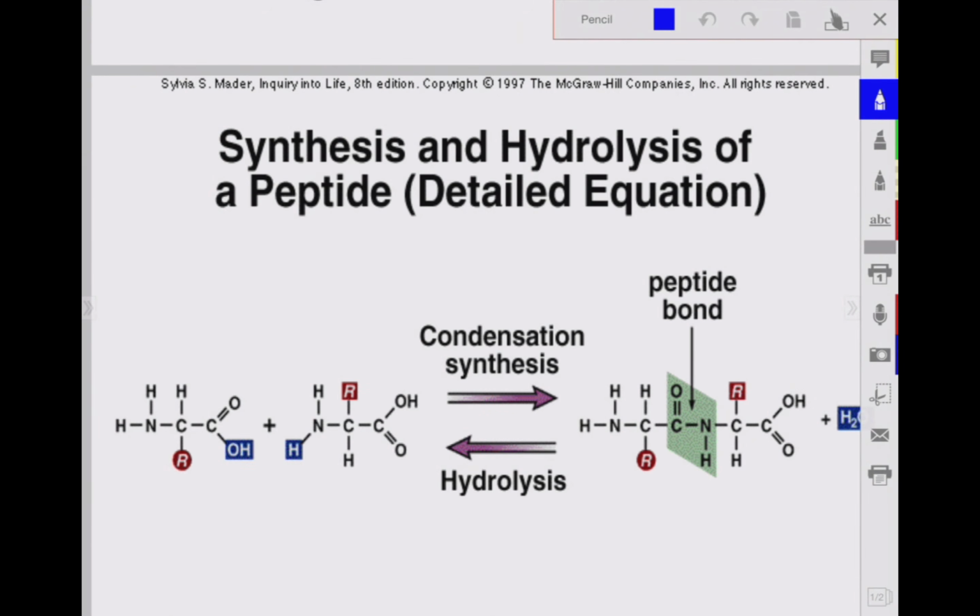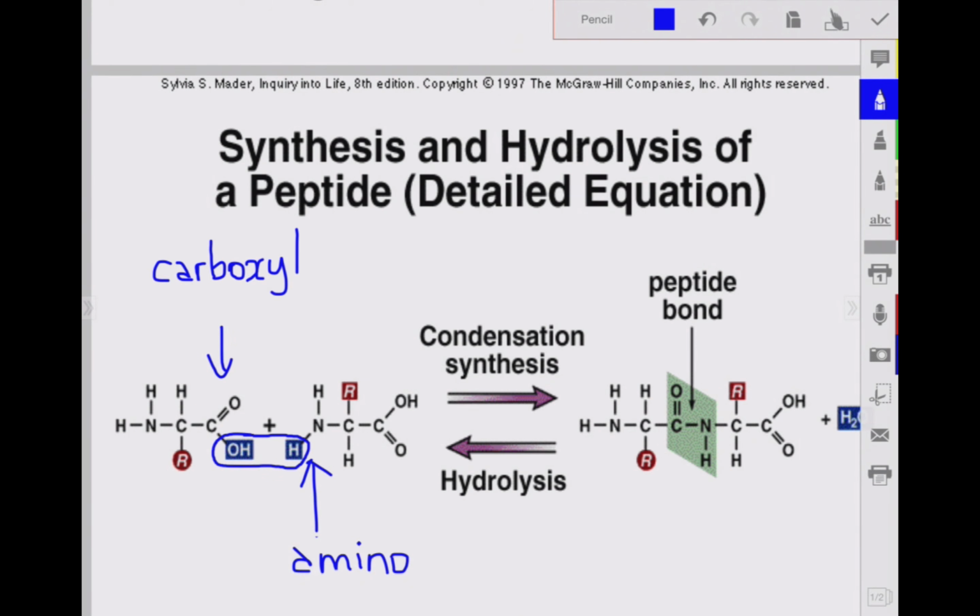In this case, you've got your carboxyl group, often called your acidic group, and you've got your amino group here, sort of oriented head to tail if you would think about it that way. And again, we have that reactive hydroxyl group and one of the hydrogens going off the amino group. Now, the removal of those for condensation synthesis produces water, one molecule of water.